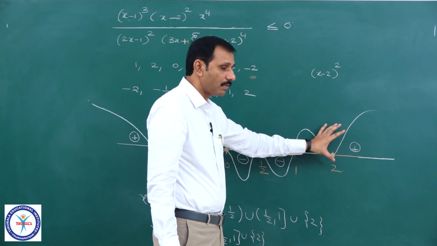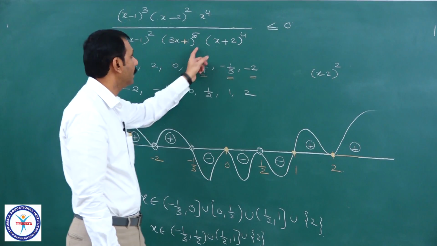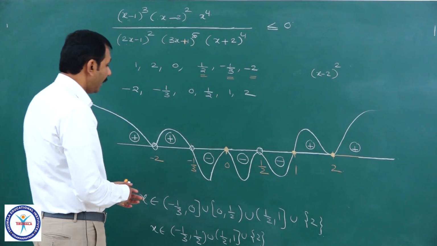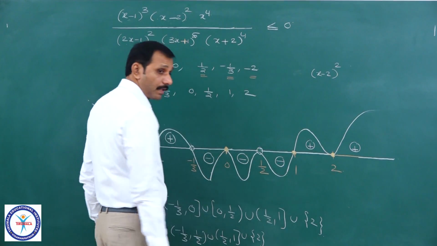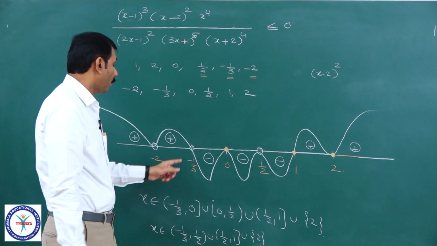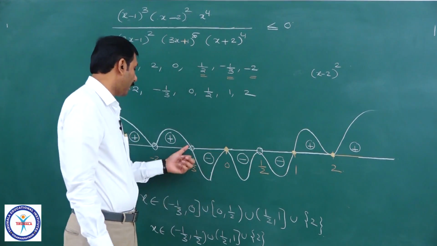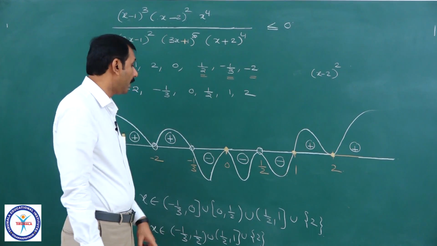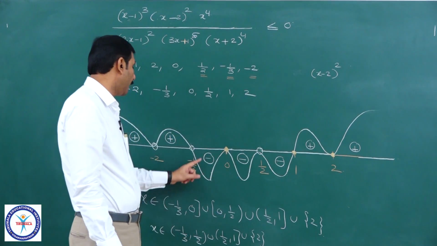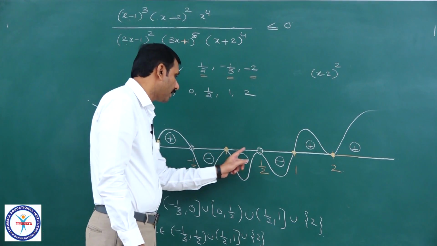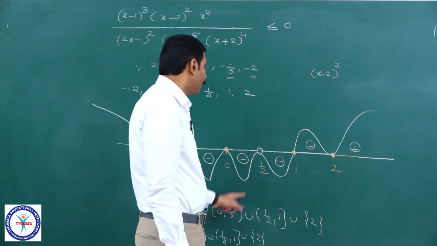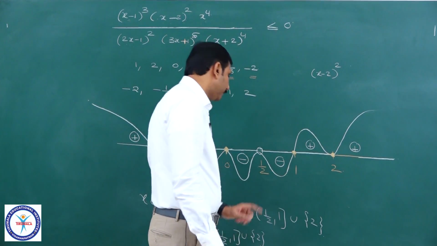Now, collect the values after drawing this curve. I want less than or equal to 0. Where the curve lies below the x-axis, yes, this portion, this portion, this portion. And of course, out of all these points, wherever open circles are, points are not included; dark circles mean included. Here it is open minus 1 by 3 to closed 0, union closed 0 to open 1 by 2, union open 1 by 2 to 1.